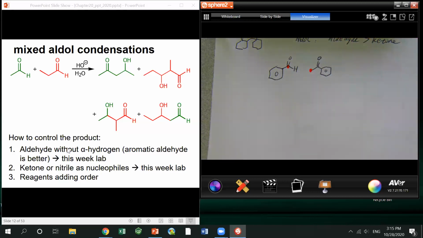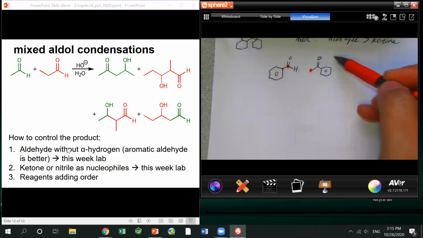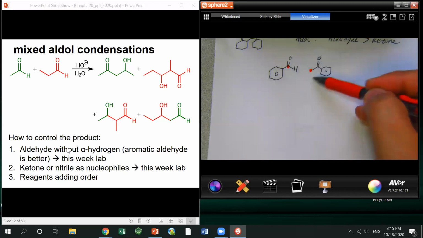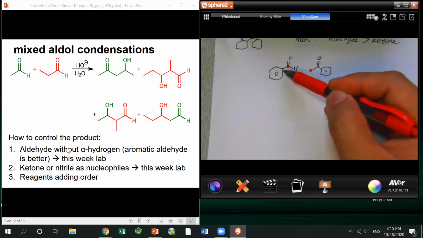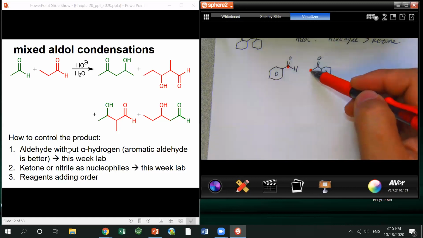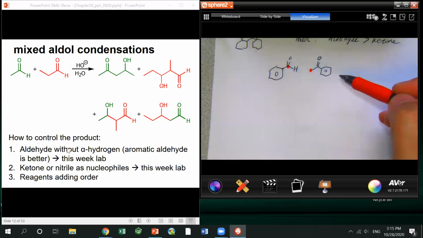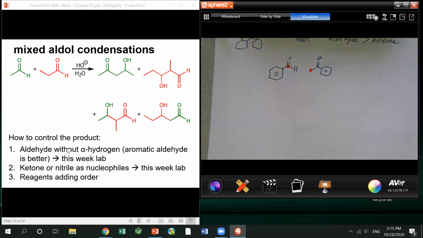Another way to do it is to add the reagents not in one pot, but in order. Normally, you add the ketone dropwise into the aldehyde solution. Because you have a large amount of aldehyde, once the ketone is added, it quickly reacts with the aldehyde, and the large amount of aldehyde won't react with itself. So that's another way to do it.